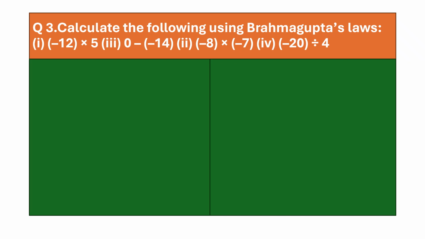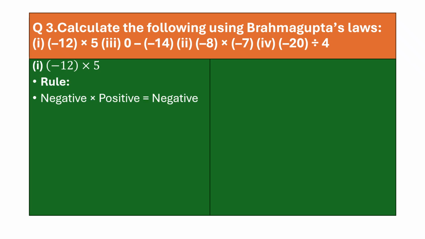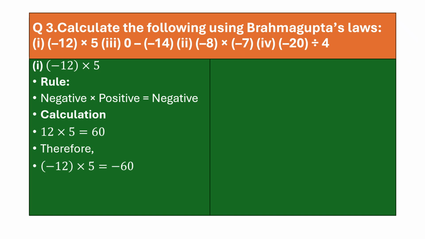Question number 3. You need to calculate the following using Brahmagupta's law. Now here, minus 12 into 5. Let's see question number 1. So what is the rule, children? These are the basic rules: negative into positive will give you negative. So the calculation is 12 into 5 is 60. Therefore minus 12 into 5 will be minus 60.